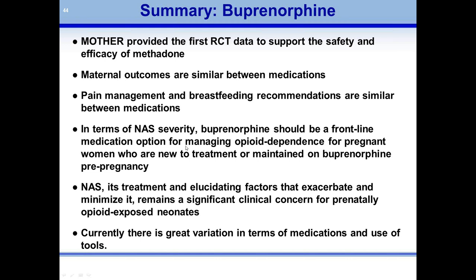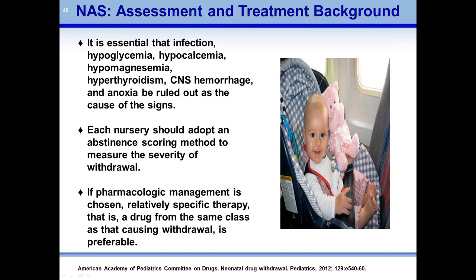And in terms of NAS severity, because we did have significant findings in our primary outcomes, buprenorphine should be a frontline medication for women who are either new to treatment or already maintained on buprenorphine. It should not be a frontline treatment for women who are already maintained on methadone. Methadone women who are doing well should not be switched. So NAS and its treatment and other factors that might exacerbate or minimize it certainly remains of clinical concern, and we're going to talk just a little bit about that.